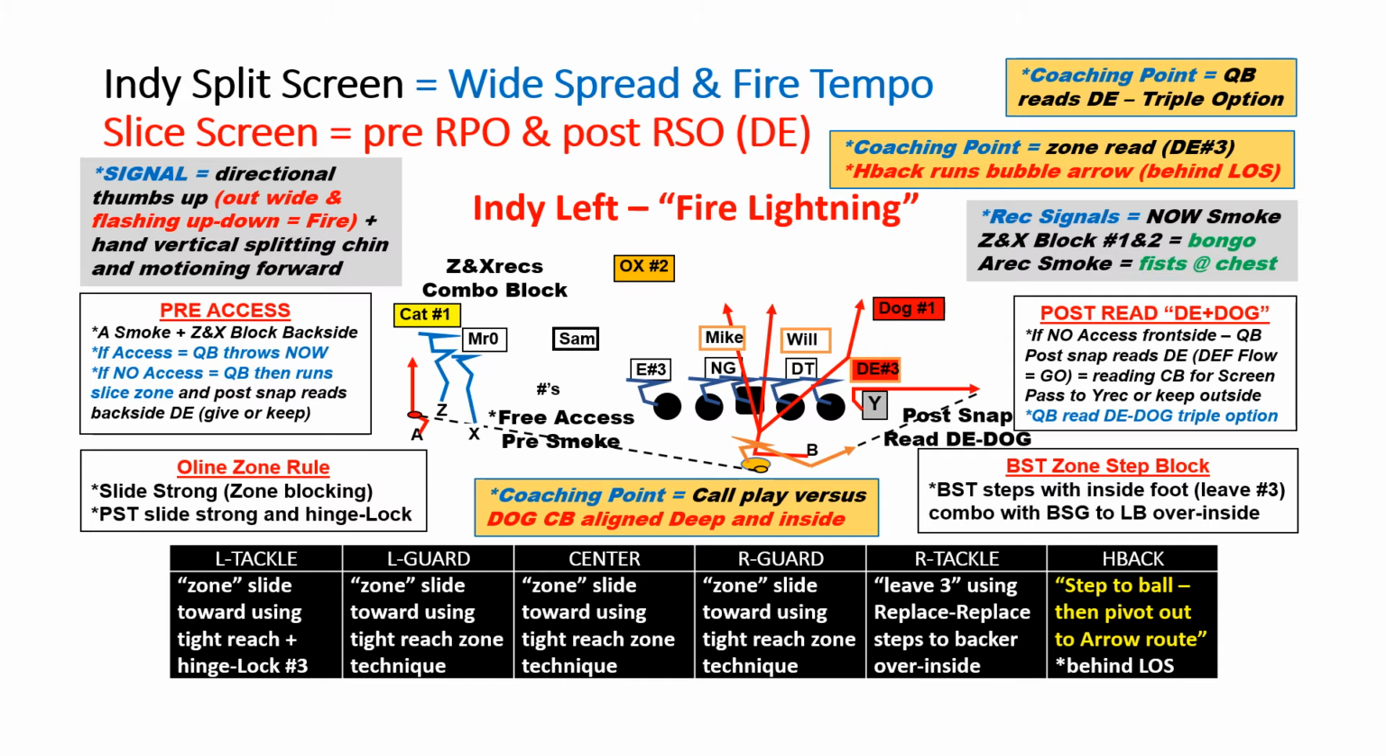Building off the split zone concept, we can go with our slice screen. Again, we would go Indy left, fire again, but now we're going to give the signal for slip screen by the wide receiver. Quarterback's going to pre-snap for the smoke. If he's got numbers, take it. If not, then he's going to post-snap read, a slip screen on the defensive end to the backside, where he can give to the back, or you can throw to the Y or keep as the third option.